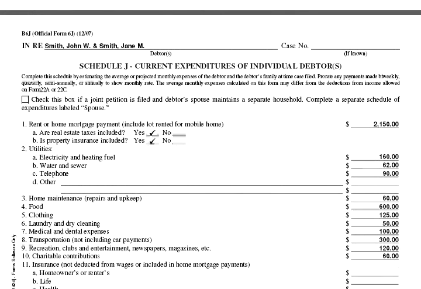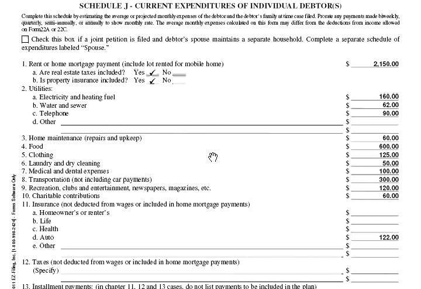And then you go to Schedule J, which is the last schedule. Schedule J is current expenditures of individual debtor. That's your current monthly expenses. And it's just a basic list of your monthly living expenses. You don't list credit cards and things like that you're going to wipe out in your bankruptcy. It's just your living expenses, your essential living expenses. Rent or home mortgage payment.